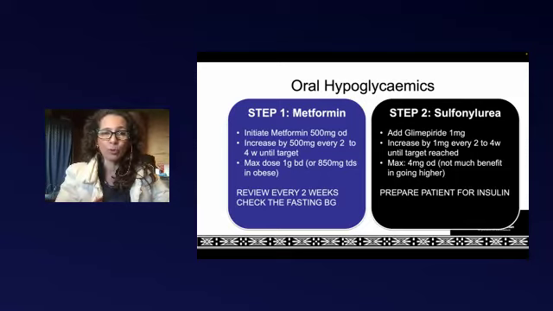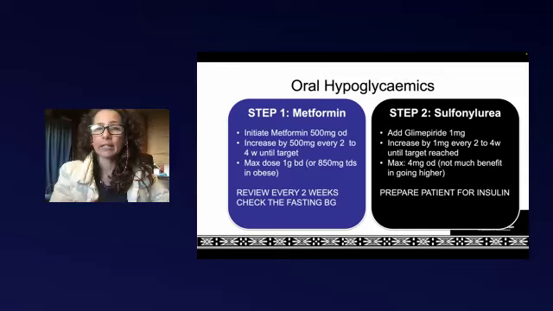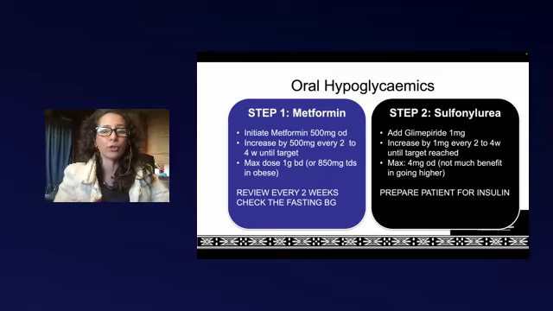Private sector's got a few more options. In our setting in the public sector, the only drug you're going to consider using is glimepiride. Please note that we no longer use glibenclamide. It's one of the older sulfonylureas and has various issues. And therefore, if you see patients on glibenclamide, please transfer them over to glimepiride.